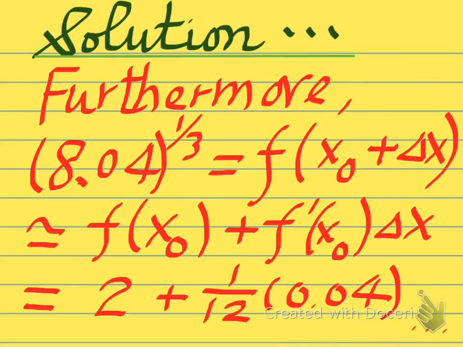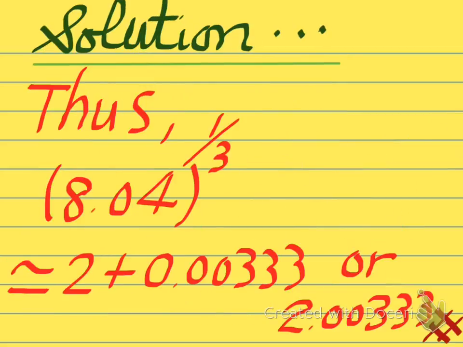Eventually, 8.04 raised to the power 1/3 can be approximated as 2 plus 0.04 over 12, and therefore 8.04 raised to the power 1/3 is approximately equal to 2.00333. Done. Can you follow?